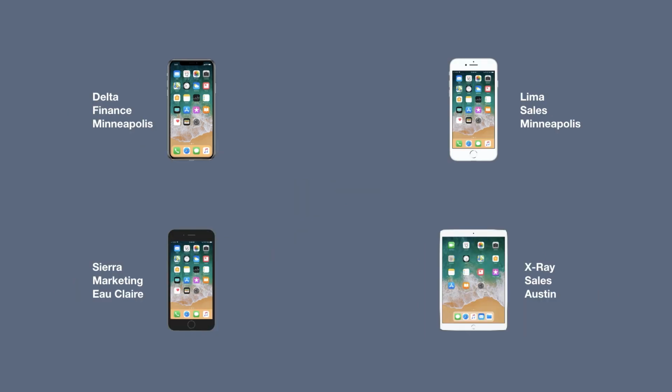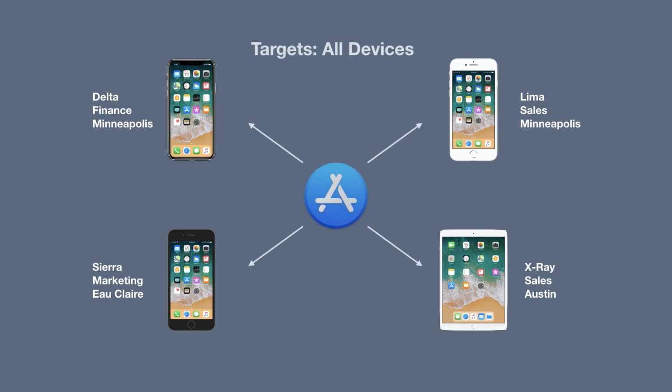Say we have 4 devices: Delta, Lima, Sierra, and X-Ray. If we deploy an app targeting all devices, every device will receive the app. If we target a specific department, like sales, only the devices in that department will receive the app. In this case, Lima and X-Ray, whereas Delta and Sierra will not because they're in marketing and finance.